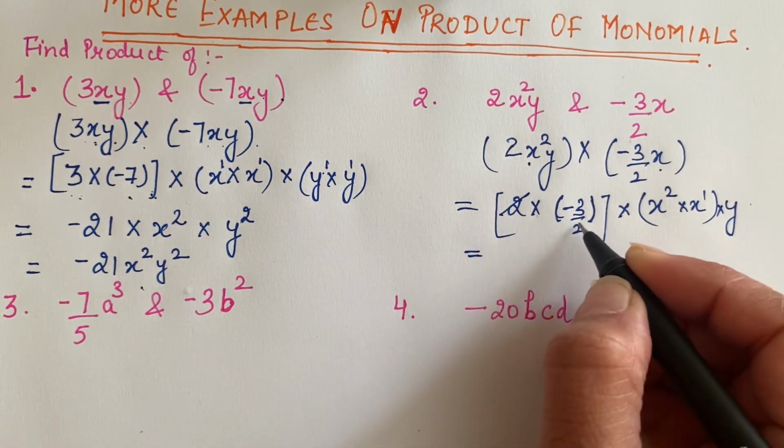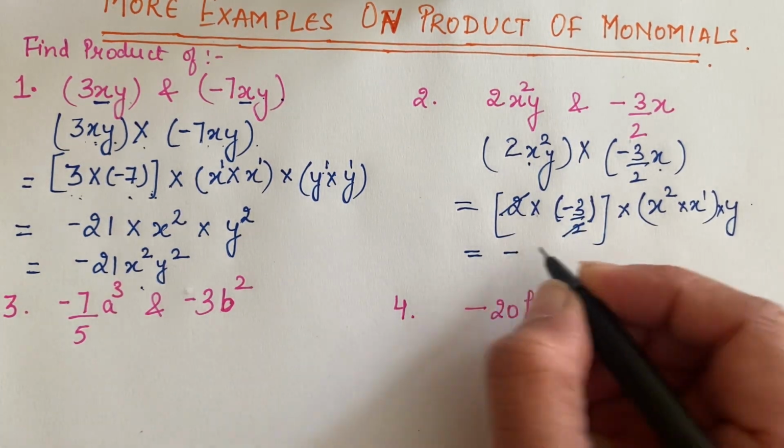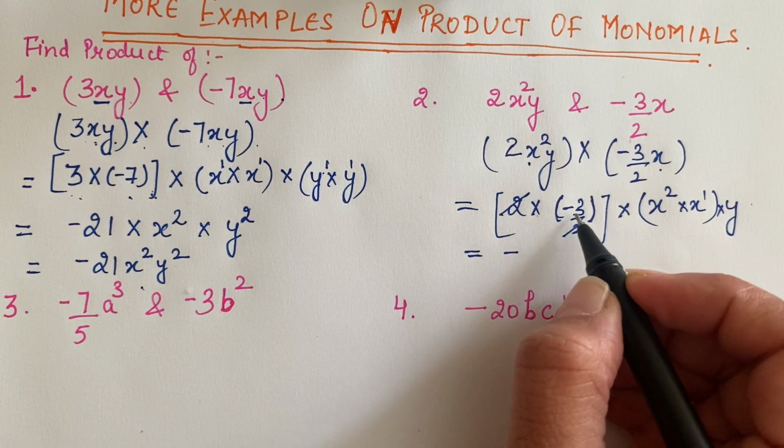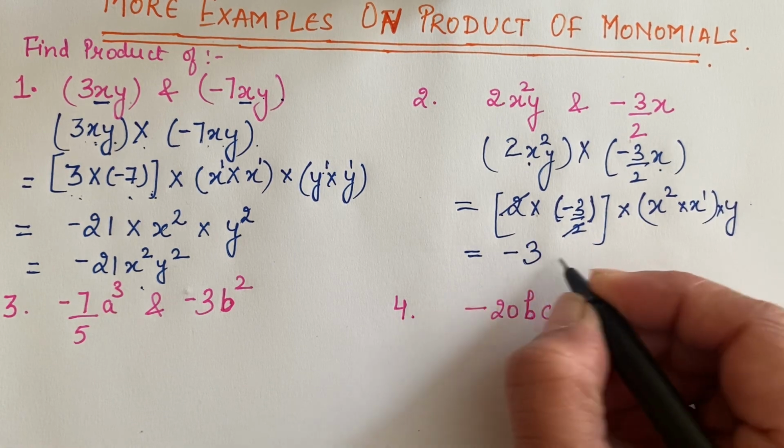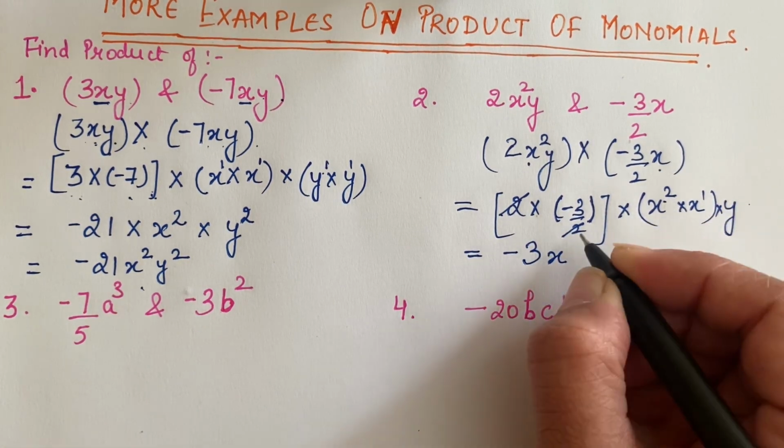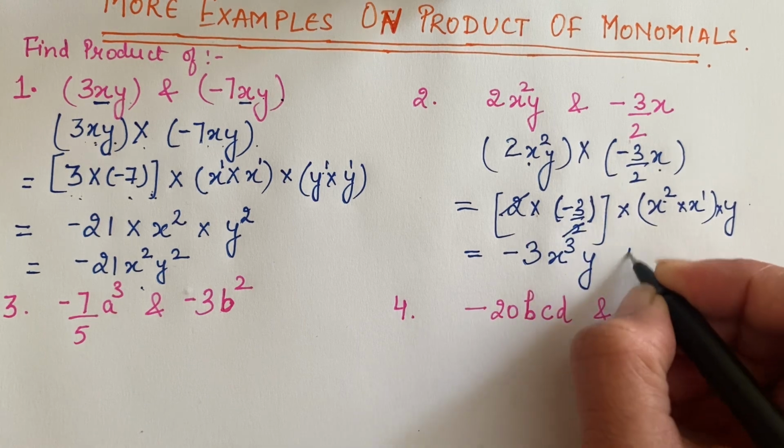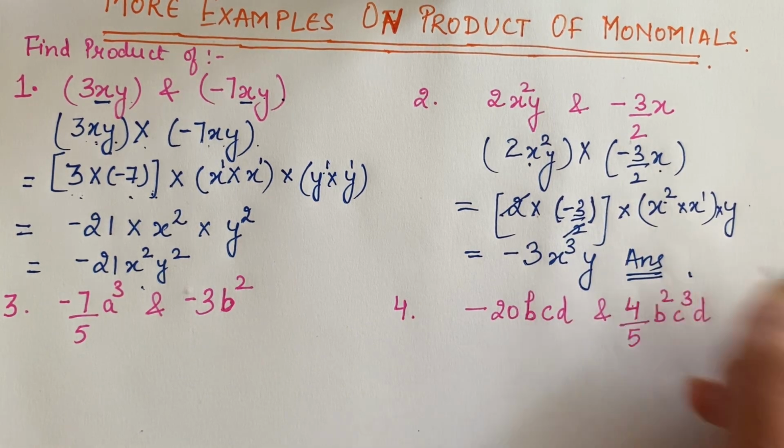I can cancel 2 with 2. I'll get minus 1 into minus 3 into 1, which will become minus 3, x raised to the power 3 and y. This would be the answer.